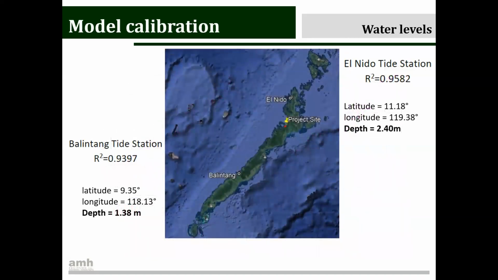The coupled model was calibrated using recorded data of water levels at two government tide stations, namely Balintang here and El Nido. These are located about 200 kilometers to the south for Balintang and about 75 kilometers to the north for El Nido.